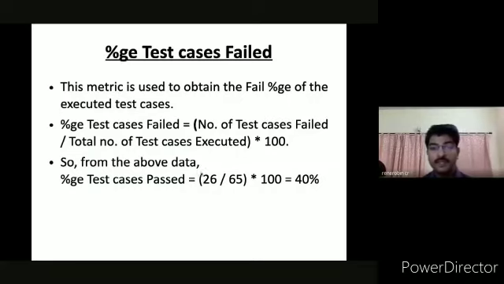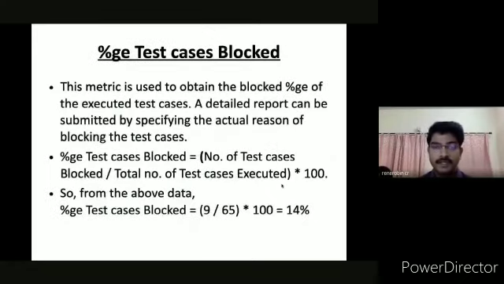Okay, so the total number of test cases failed is 26 divided by the total number of test cases executed, 65, times 100, which is equal to 40%. And blocked, okay, some of the test cases have not been considered for execution. So this metric is used to obtain the blocked percentage of executed test cases. A detailed report can be submitted by specifying the actual reason for blocking the test cases. While submitting this, we have to justify the reason for blocking the particular test cases.